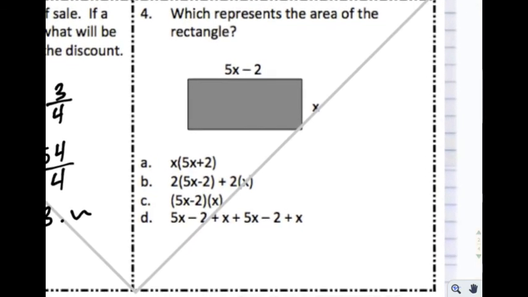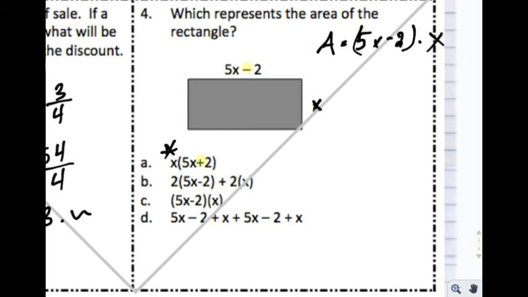Lastly, number 4, which represents the area of the rectangle? Which expression is going to represent the area? Again, this is an x. We know that area of a rectangle is equal to the side lengths multiplied together, length times width. So 5x minus 2 times x. We could write this as a distributive property. So this letter A makes a lot of sense having the x on the outside of the parentheses, 5x plus 2, except it does have a plus where our side length is a minus 2.